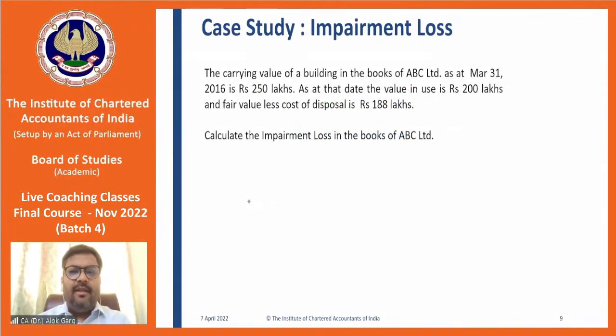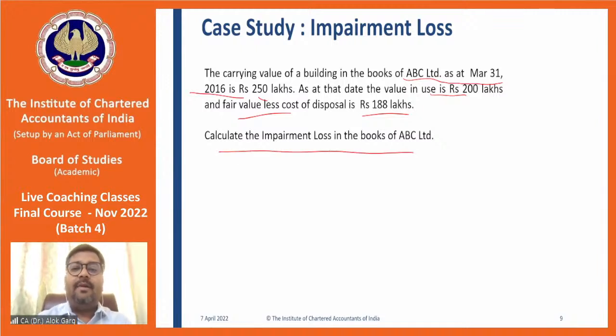So guys, let's quickly do this example or case study. The carrying value of a building in the books of ABC Limited as at 31st March 2016 is 250 lakhs. As on that date, the value in use is 200 lakhs and the fair value less cost of disposal is 188 lakhs. Calculate the impairment loss in the books of ABC Limited. What is the carrying value, friends? The carrying value is equal to 250 lakhs.